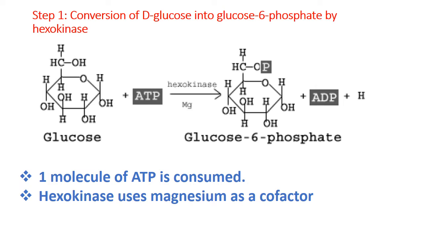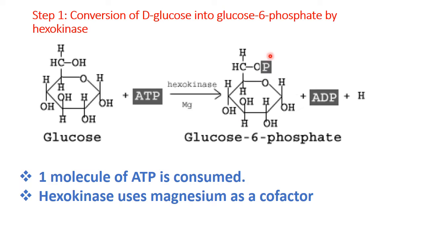So the first step in glycolysis is the conversion of glucose to glucose 6-phosphate, and the process is catalyzed by the hexokinase enzyme. As you can see here, we have our glucose, which is a 6-membered carbon, and here is the ATP, which in this case is consumed, and we have our hexokinase here, and it uses magnesium as a cofactor.